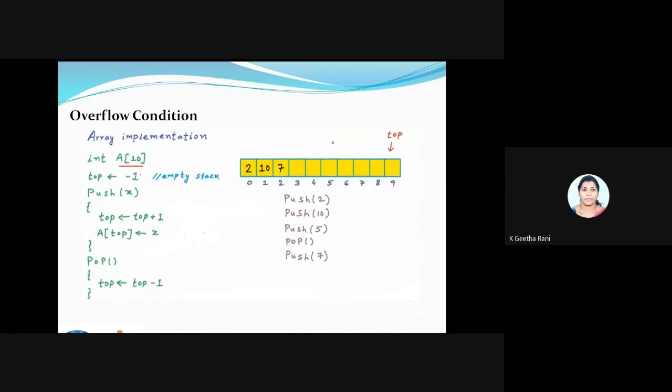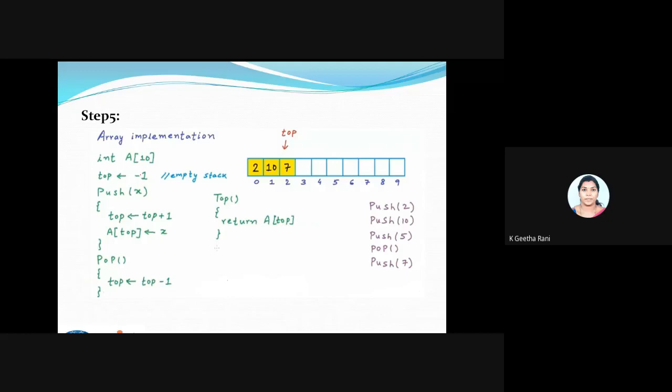Fine. So next one is top. We saw two operations, push and pop, and my next operation is top off. What this top off will do is return the value which is being pointed to. So a of top will give me the value 7, because the top is pointing to the value 7.